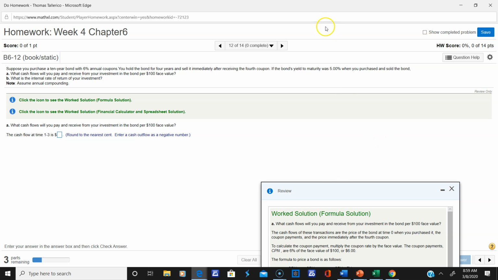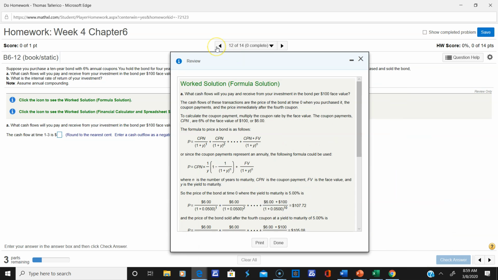Now, the bond's yield to maturity was 5%. That's the current market rate for the bond when you purchased and sold the bond. So they want to know what cash flow will you pay and receive from the investment in the bond per $100 face value, and what is the internal rate of return of your investment, which we kind of have to use Excel for. And they say assume annual compounding. All right, so let's look at the solution here, and it's a little tricky.